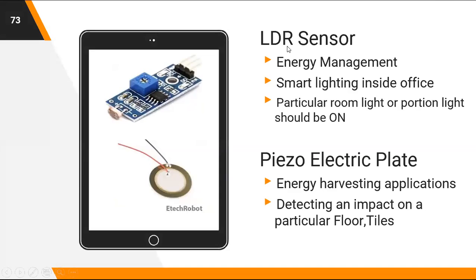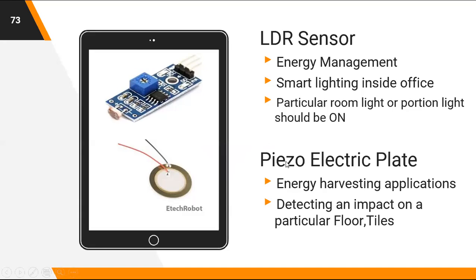So the next kind of sensor, we call it the LDR sensor. It has lots of series. What is the purpose of this sensor? It is used for energy management. One more example is smart lighting inside your office or home. Whenever you enter your room, office or home, if you want a particular portion of your room to be lighted, you can use this kind of sensor. We call it the LDR sensor.